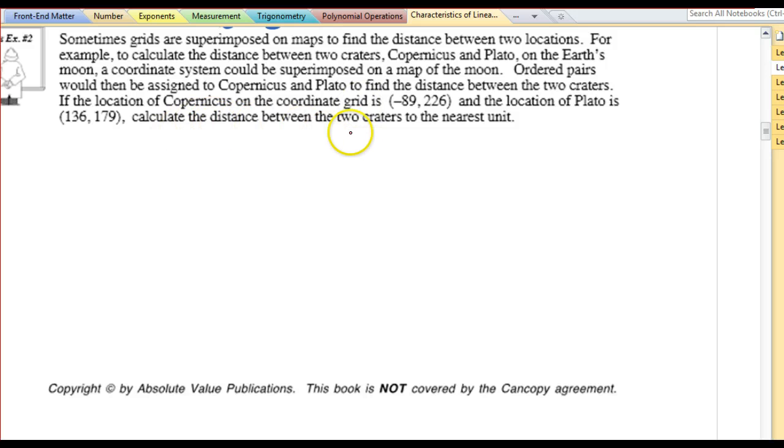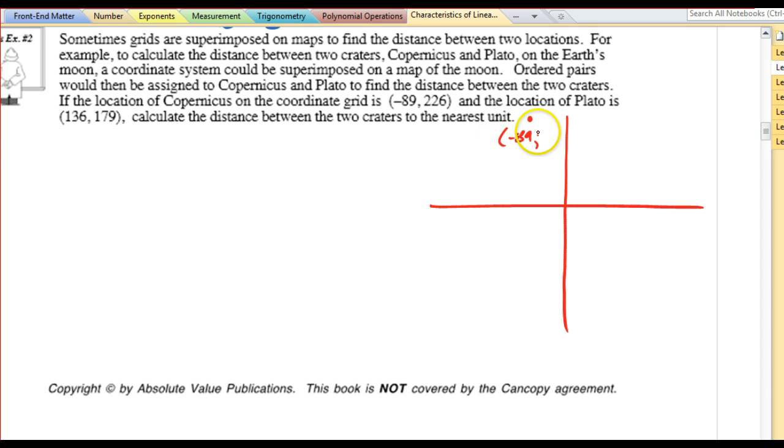If the location of Copernicus on the coordinate grid is negative 89, so we can do a rough sketch. It doesn't have to be very accurate here. So negative 89 and 226 might be somewhere up here, depending on your scale. Negative 89, comma 226. Again, I'll put a big C here for Copernicus. And the location of Plato is 136 and 179. That might be somewhere here. Put a big P for Plato, and then 136, comma 179.